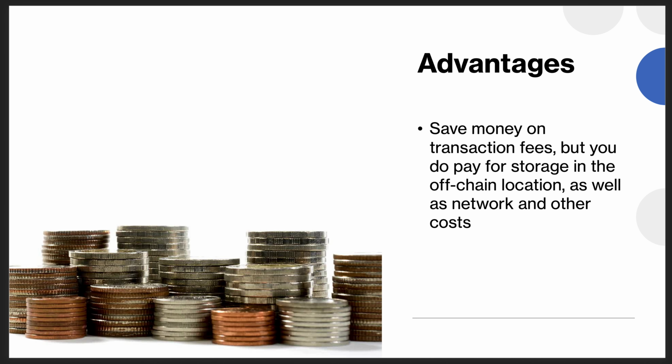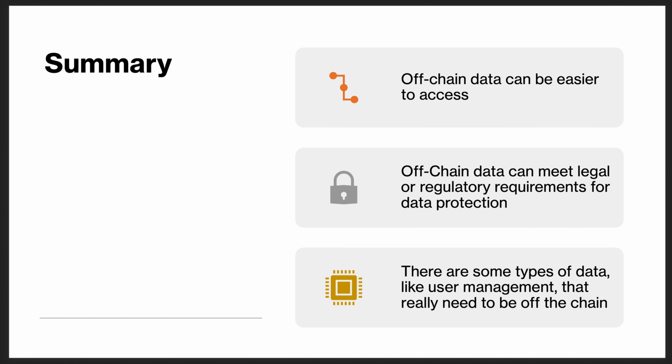Now, the big advantage, again, is saving money on transaction fees, but you are going to pay for storage at the off-chain location as well as the network and other costs. So you want to balance the two and make sure what you're doing is really what you want to be doing, and you've got the money to pay for it.